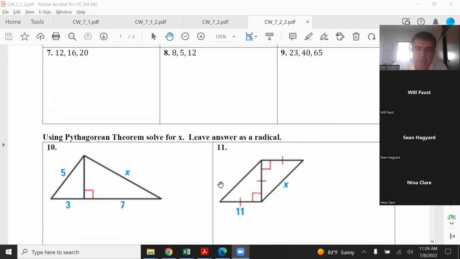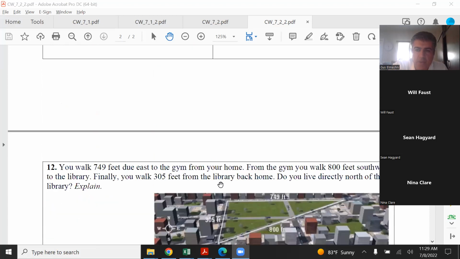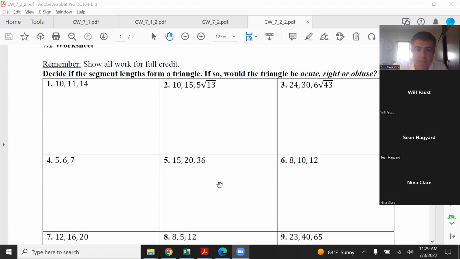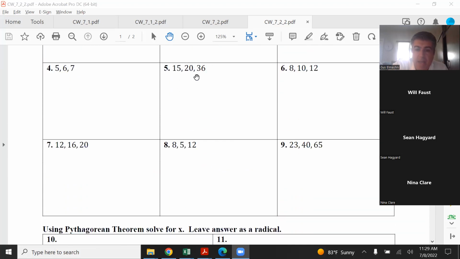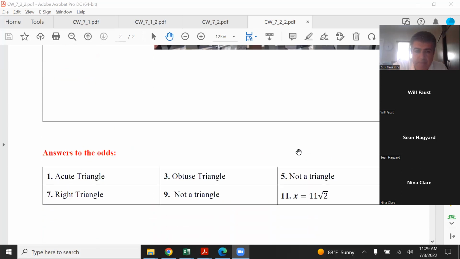Okay, so the odd answers are provided. 1 was a cube, 5 was not a triangle. I think I did this for you guys, right? 9 is not a triangle, just so you know, because 65 is more than 23 plus 40, so 9 is not a triangle. I think they have that as well.